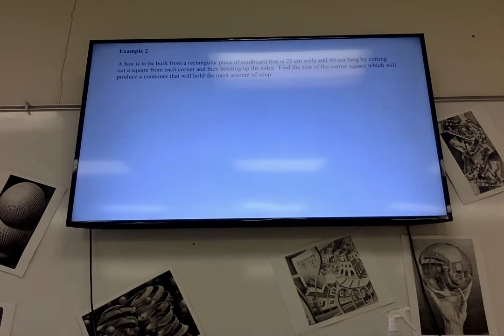Okay, so a box is to be built from a rectangular piece of cardboard that is 25 centimeters wide and 40 centimeters long. We're going to cut out little squares from the corners so that we can fold it up and make it an open box. They do this to figure out how much cardboard they need to order, and they want to order just the right amount so they don't have too much extra.